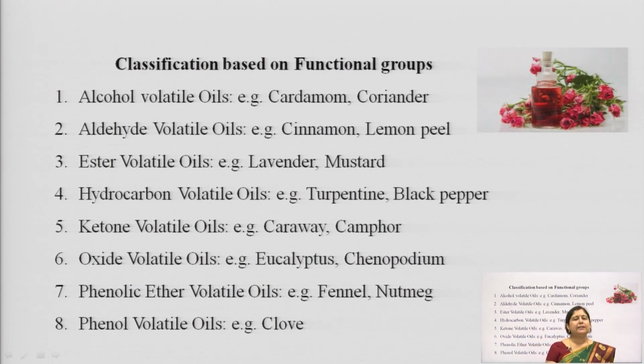They can further be classified based on their functional groups. If it contains alcohol, examples are cardamom and coriander. If it contains aldehyde, examples are cinnamon and lemon peel. If it contains ester, examples are lavender and mustard. If it is a hydrocarbon, examples are turpentine and black pepper. If it is ketone, examples are caraway and camphor. If it is oxide, examples are eucalyptus and chenopodium. If it is a phenolic ether, examples are fennel and nutmeg, and if it is a phenol volatile oil, then it is clove.